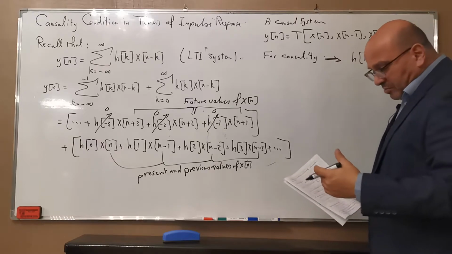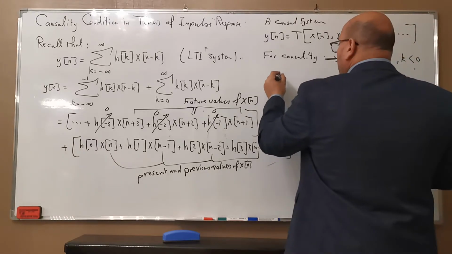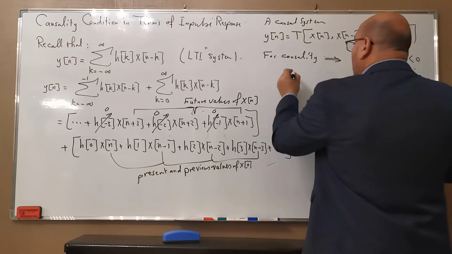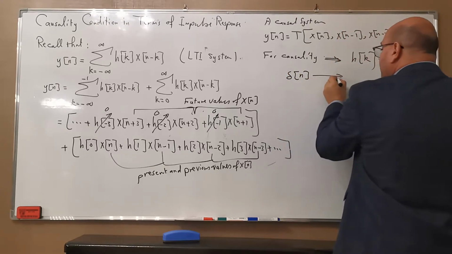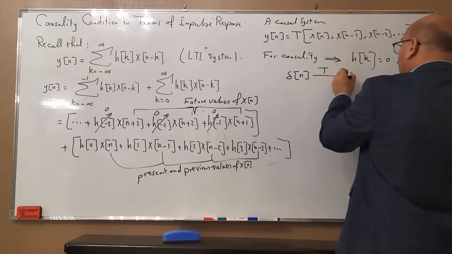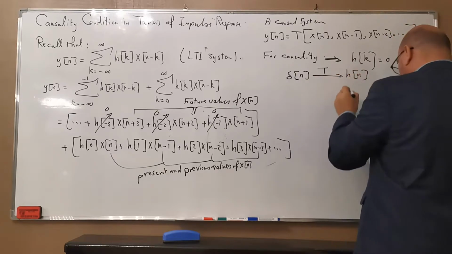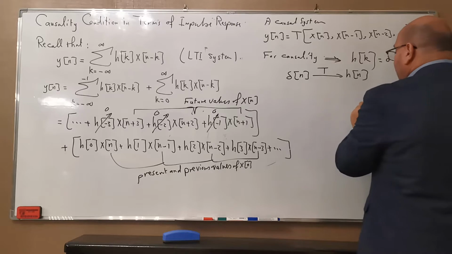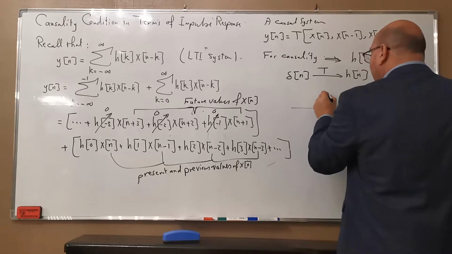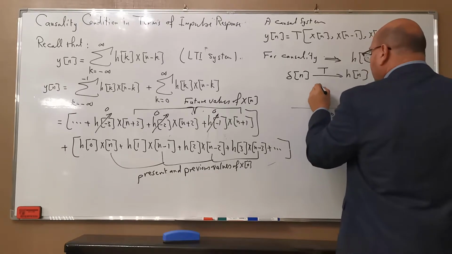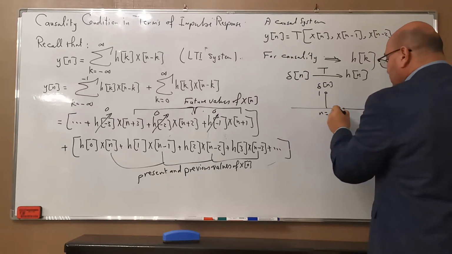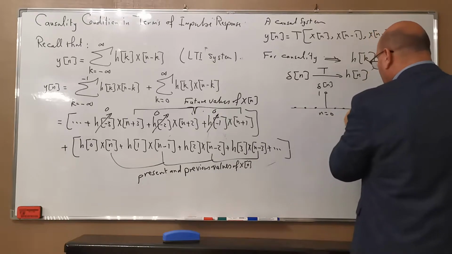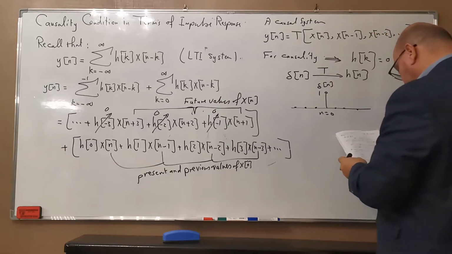Okay, one more interpretation for this is that if you have a delta of n as input to a system, then the output is h of n. Which means that you are applying delta at n equals 0. This is your delta of n, which is equal to 1 at n equals 0, and it's zeros otherwise.